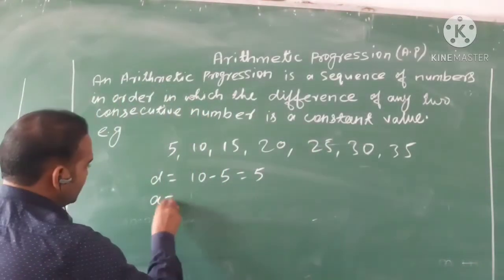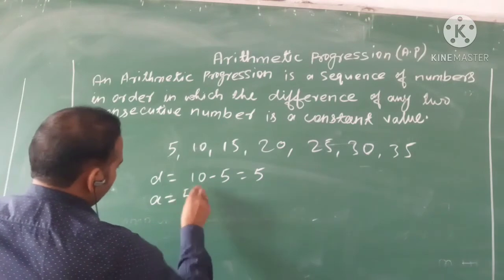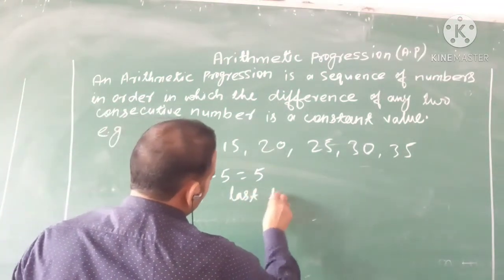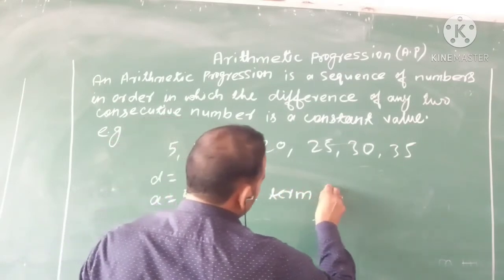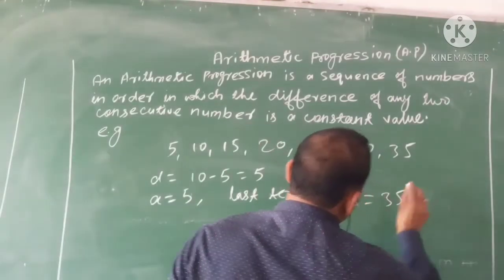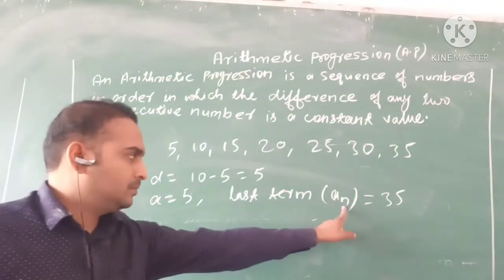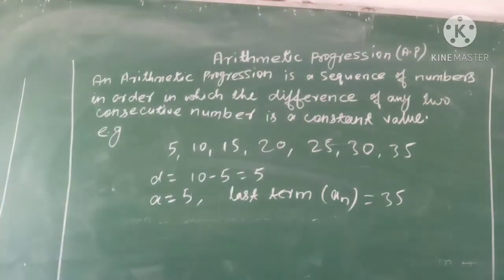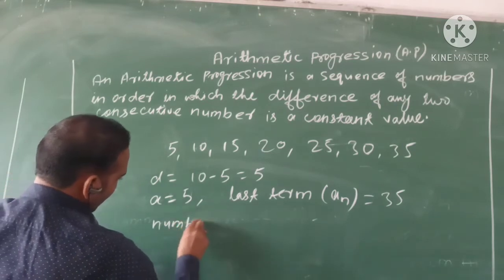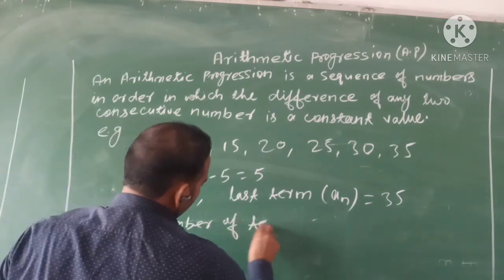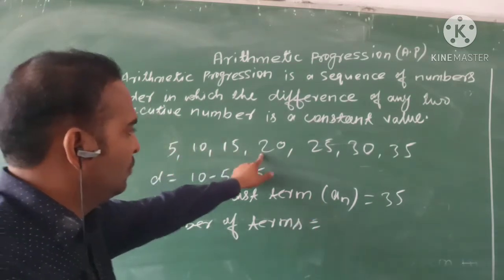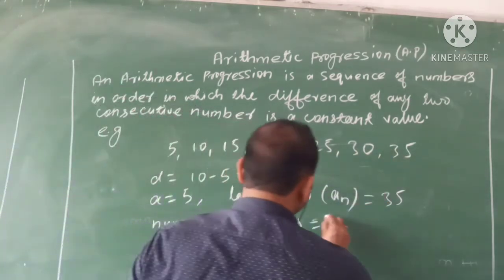And the first term A is 5. The last term, the nth term, An, is 35. And how many terms? The number of terms is 1, 2, 3, 4, 5, 6, 7.